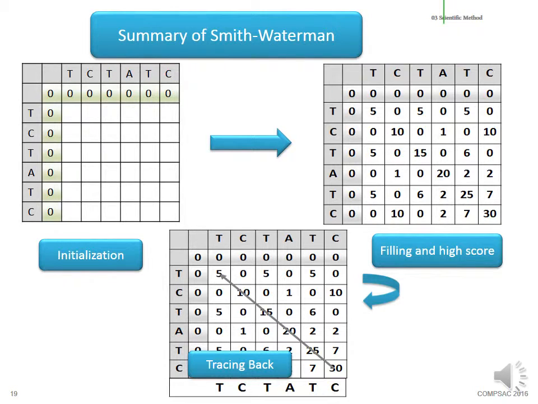Summarize the three steps in the Smith-Waterman algorithm. And here is an example: we find the highest score is 30, and we trace back from this cell to the previous cell, and to the previous cell, until we find the last optimal alignment.